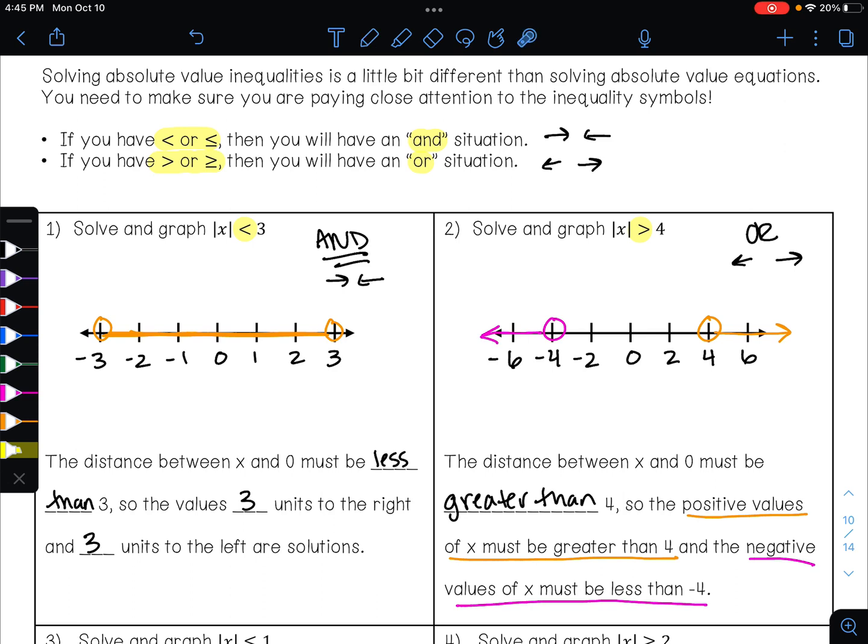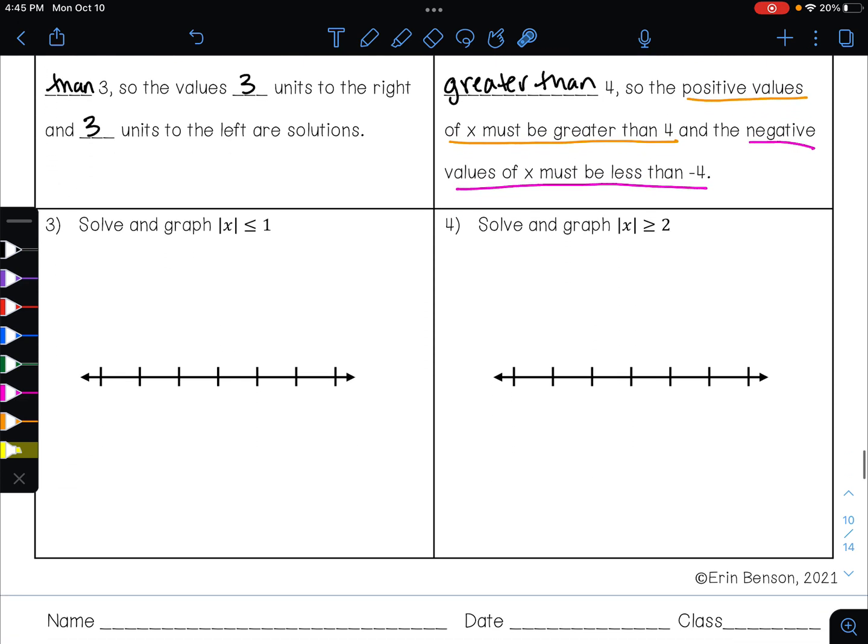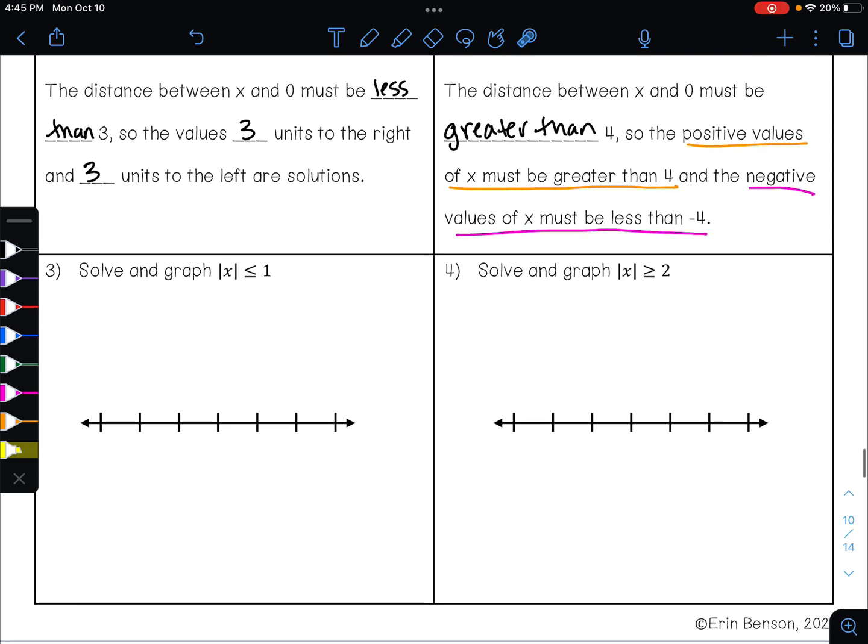So again, if you have less than or equal to, you'll have and. You'll take the positive and negative number, and you'll shade in between them. If you have greater than or equal to, you'll have or. You'll do the positive and the negative version of those numbers, and you'll shade in opposite directions. Go ahead and pause the video and see if you can try examples 3 and 4.